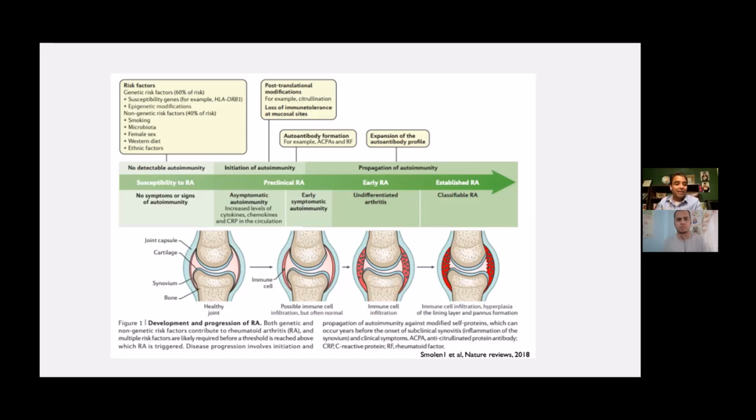And then that is changing our microbiome. So we have a healthier microbiome back home in Nepal. That's why I think there is a lesser incidence of rheumatoid arthritis in Nepal. So that is in the susceptibility to rheumatoid arthritis.